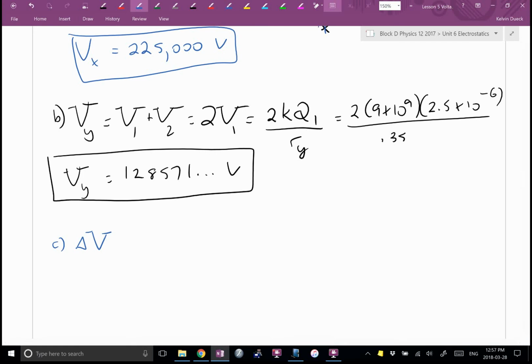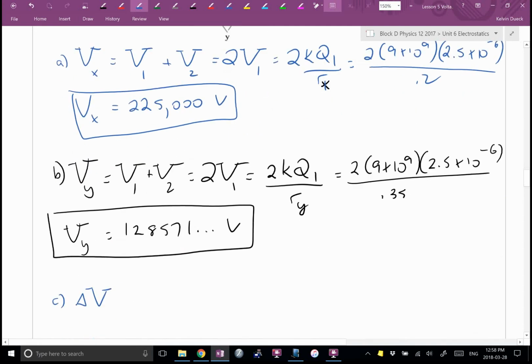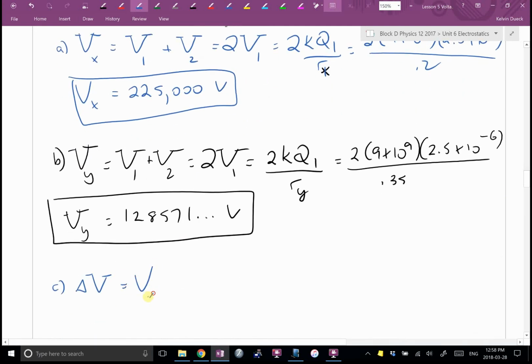Now, which one's final, which one's initial? I'm looking at part D, and it looks like we're moving from Y to X. So I think I'm going to say final is X and initial is Y. Is that all right? It's going to be Vx minus Vy. And hopefully you all still have Vy on your calculator so you can use your answer button.